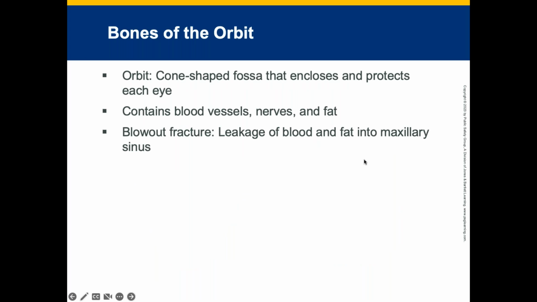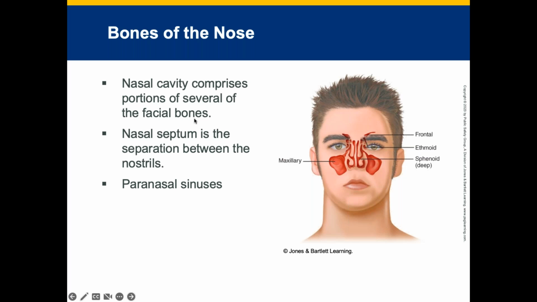So, bones of the orbit. They're a cone-shaped fossa that encloses and protects each eye. They contain blood vessels, nerves, and fat. A blow to the eye may result in a fracture of the floor of the orbit, or a blowout fracture, which can cause leakage of blood and fat into the maxillary sinus. All right. Very, very common fracture, which we talked about.